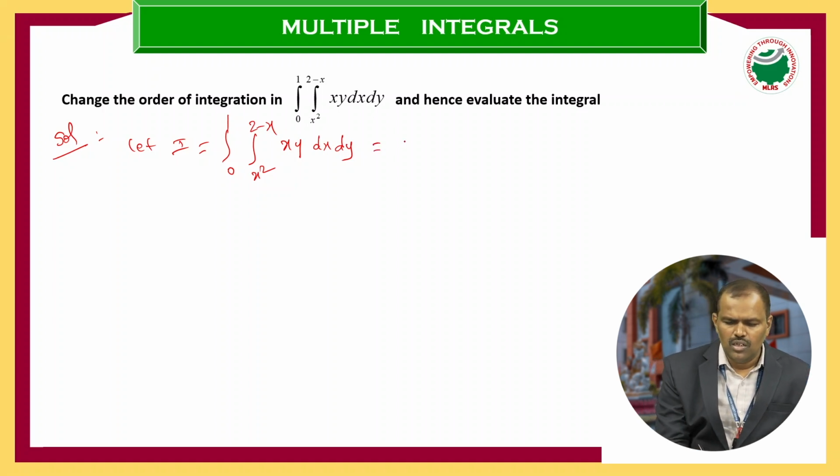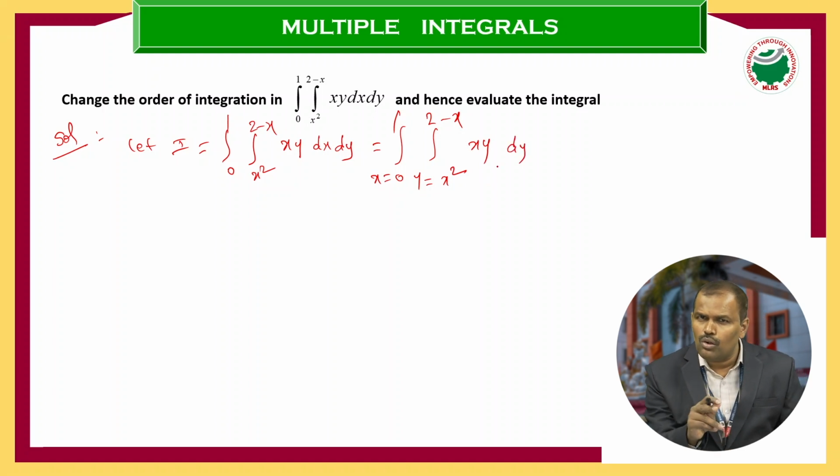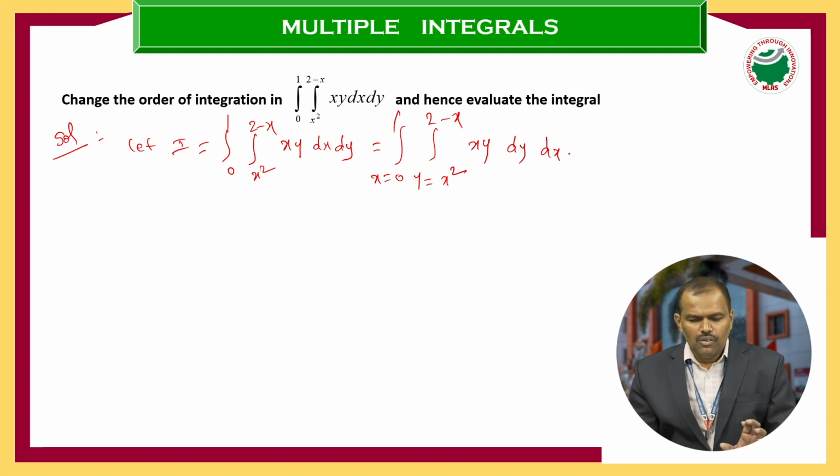So we have to write the limits clearly. The y limits are x squared to 2 minus x, and the x limits are 0 to 1. This is the identification of limits. The y limits come first, so write dy first. Whatever the given order, we have to arrange it in the correct order: dy and then dx. This is the given integral.